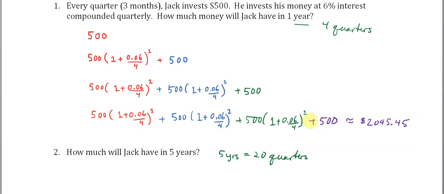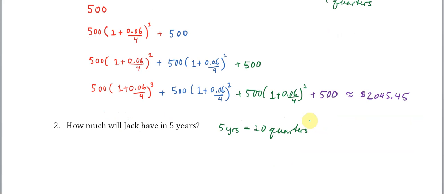So in order to solve this problem, let's try to abstract some of the variables here. And let me show you what I mean. So let's start out. The general pattern here is that we're going to have 500 and 1 plus 0.06 over 4. That's just 1.015. Right? And instead of to the third power, it's going to be to the 19th power because we're doing this over 20 quarters.